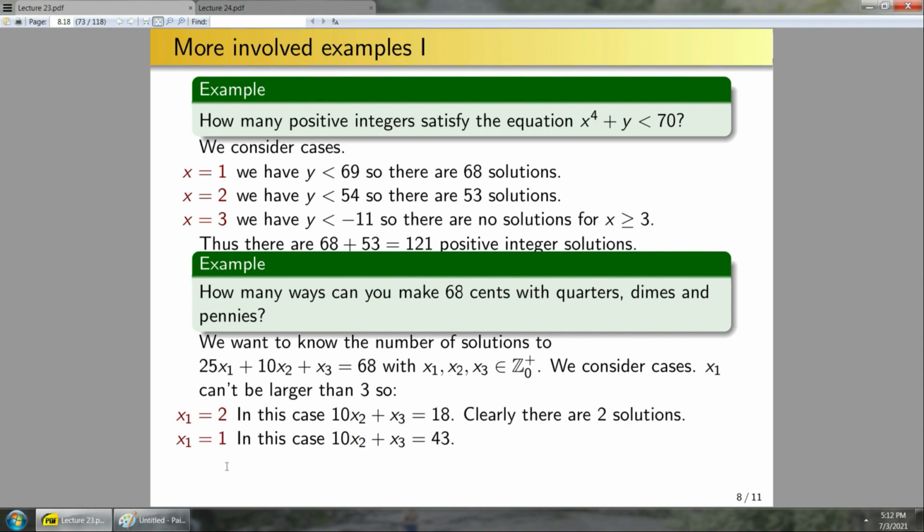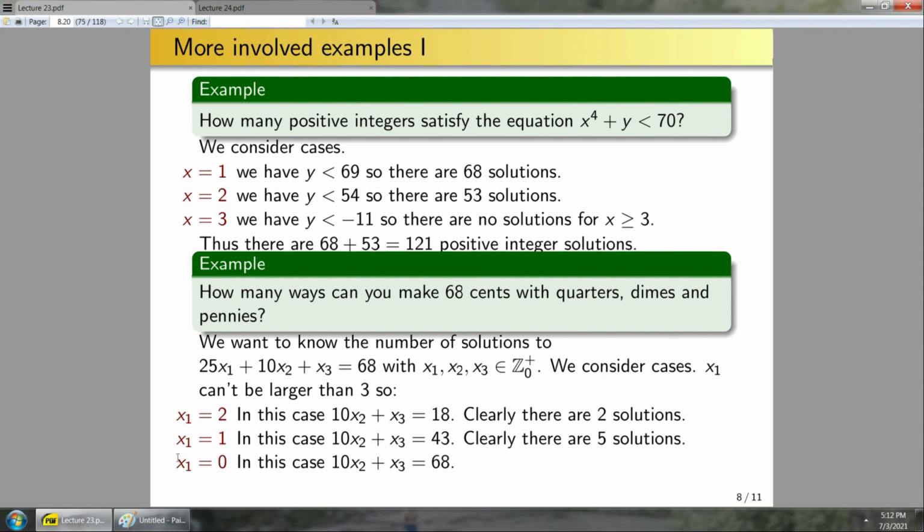Next, if x1 is equal to 1, the equation that I need to consider simplifies to this thing here. So explicitly, subtract 25 from both sides. Here, there are going to be 5 solutions. x2 is equal to 0, 1, 2, 3, or 4. So we get 5 solutions in this case.